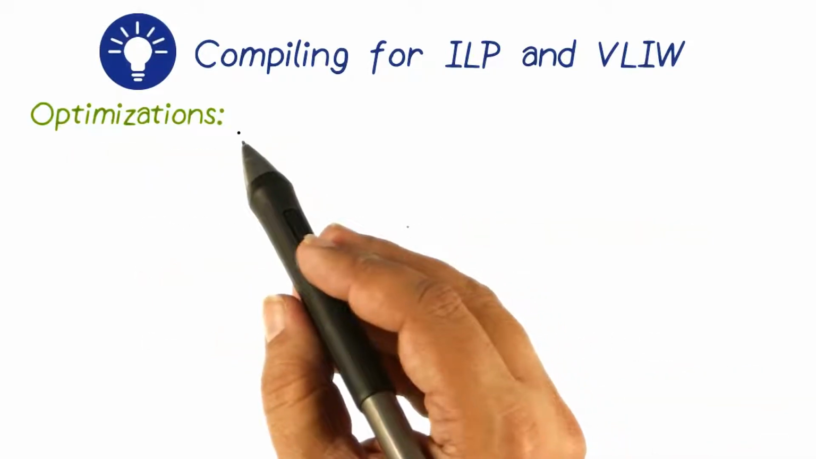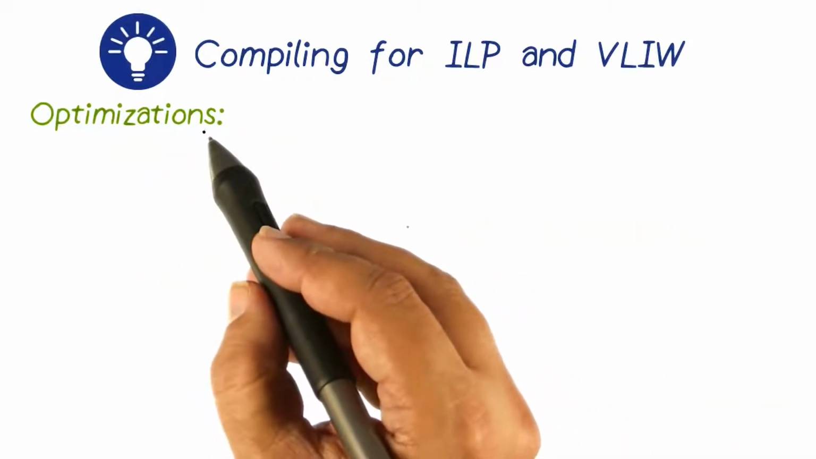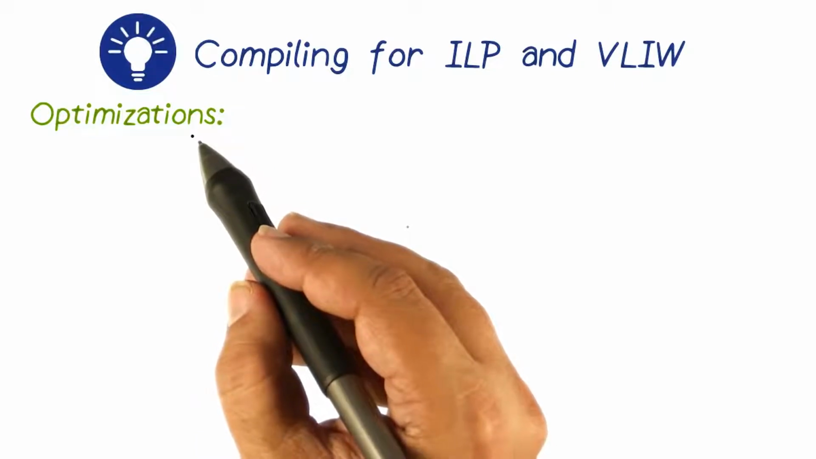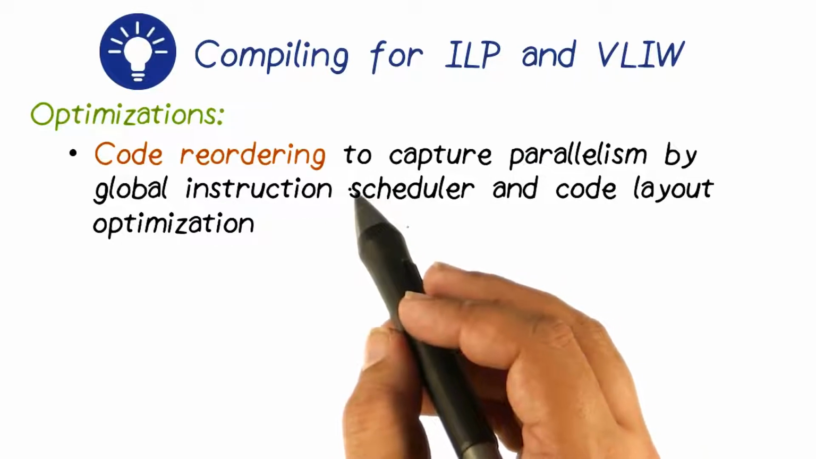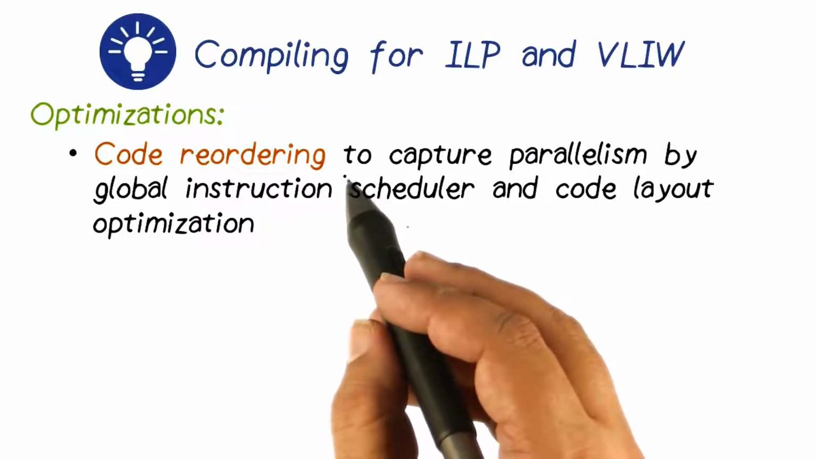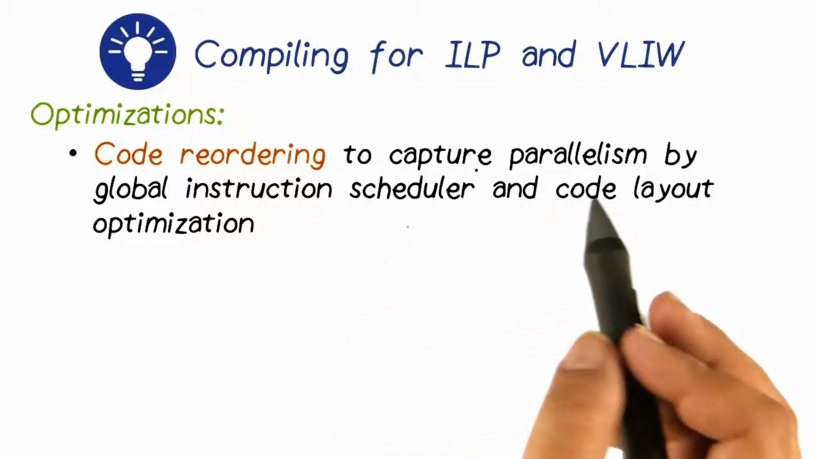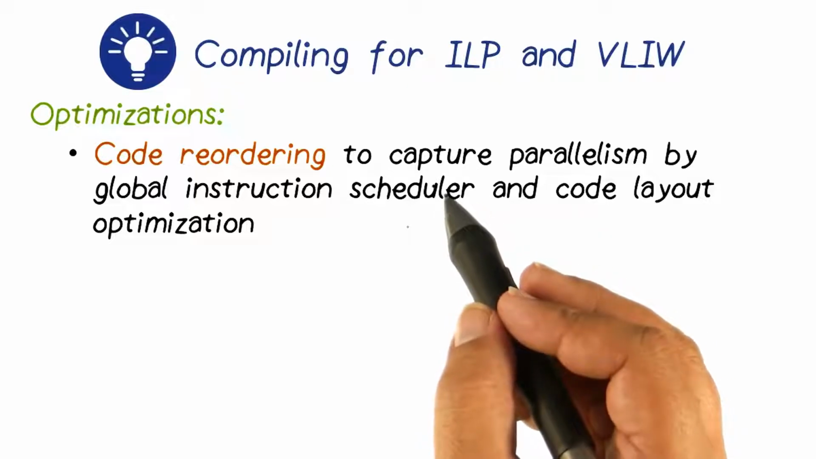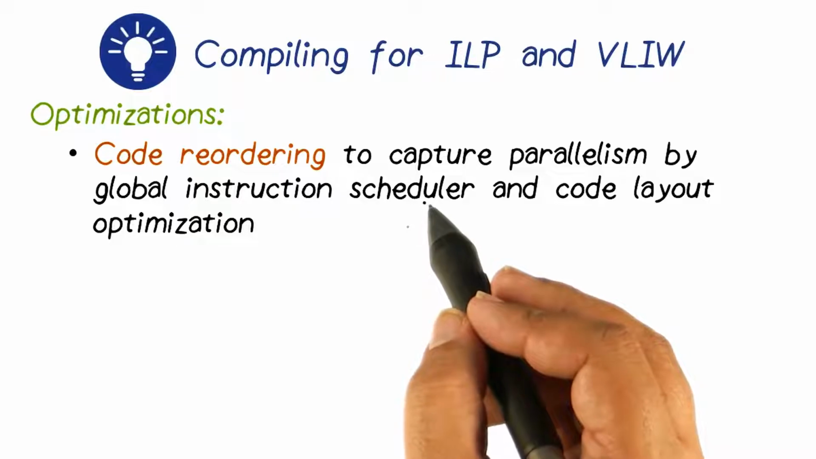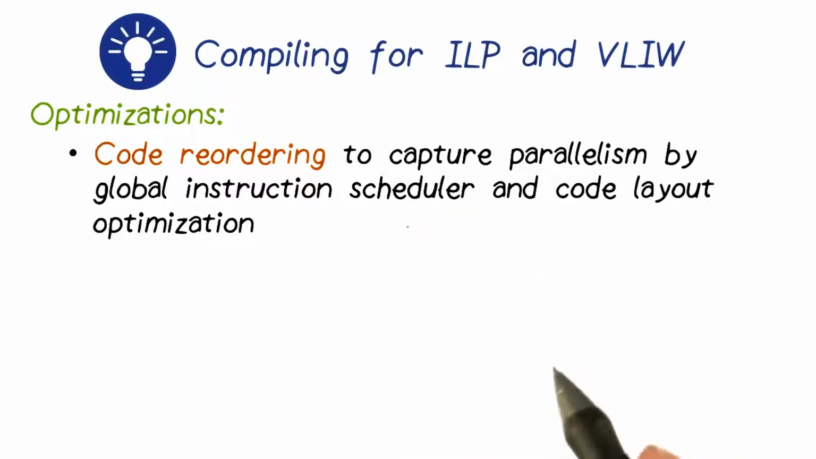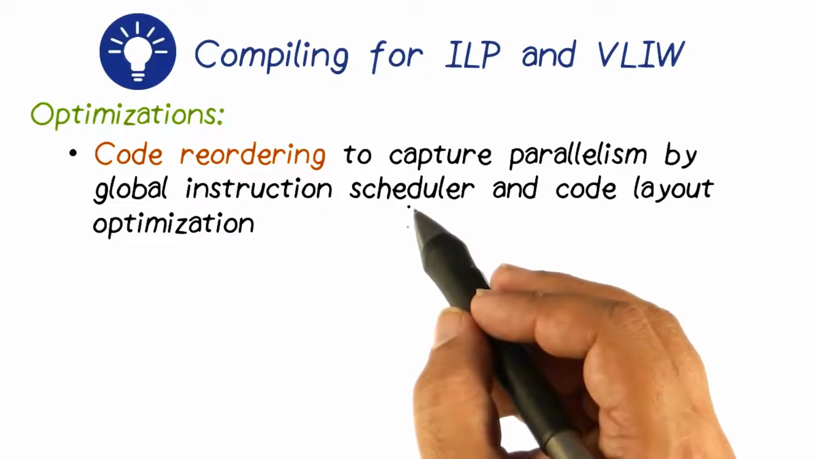So now let us understand at a high level what are the different optimizations that are done by this particular compiler for especially VLIW. One of the key optimizations is called code reordering or instruction scheduling to capture the parallelism by spreading those instructions around and by arranging them in a particular order so that they execute the fastest possible way. This is one of the key phases for a VLIW compiler.